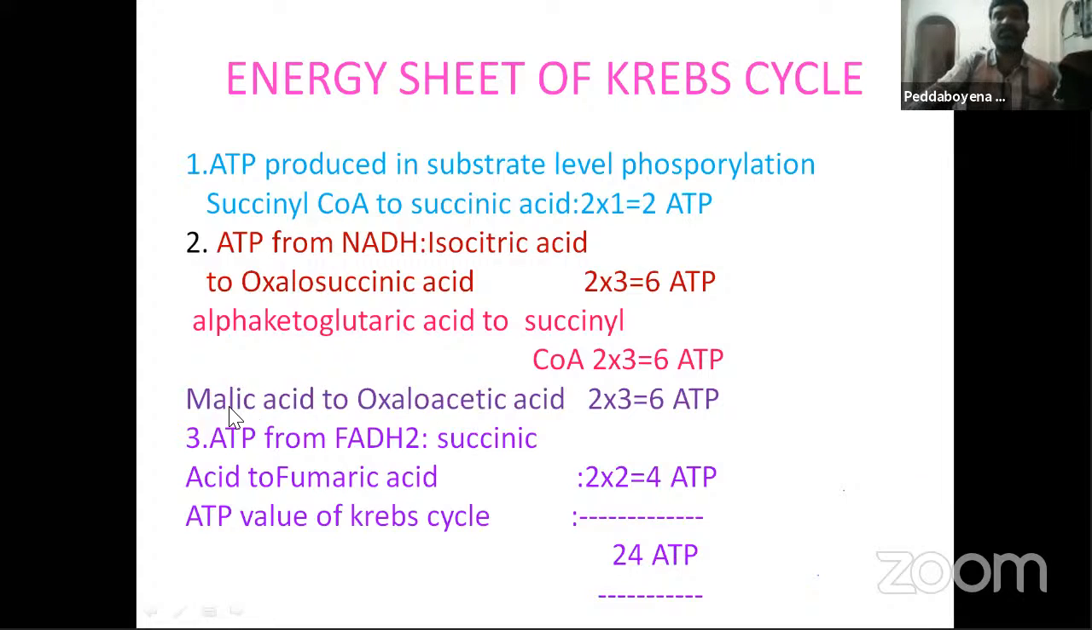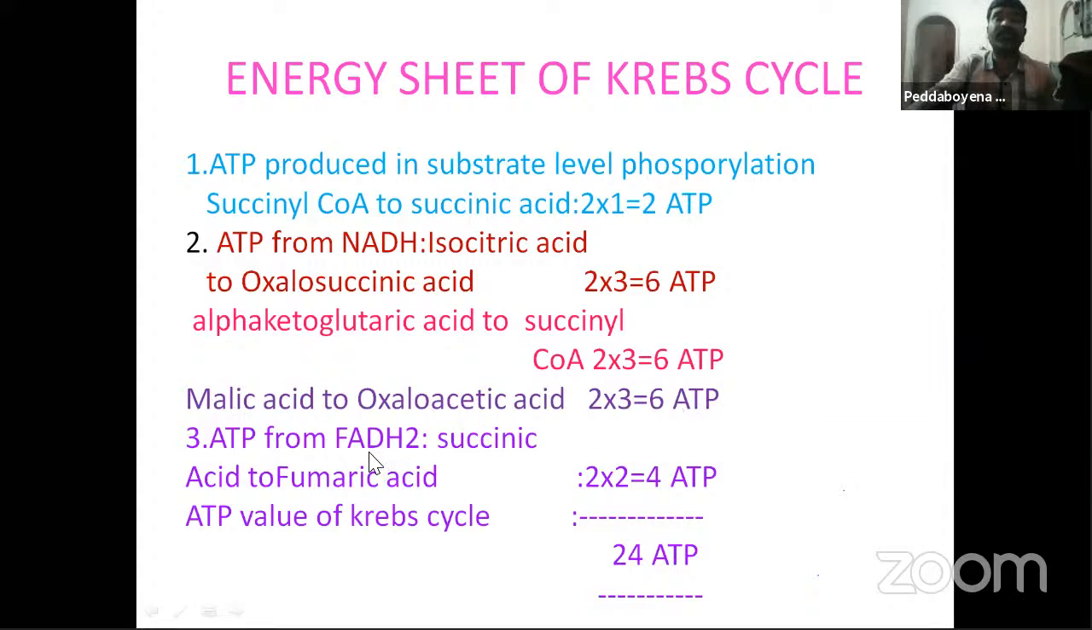And next one, malic acid to oxaloacetic acid. Already we now have to know, for the NADH oxidation process, how many places are there? Three places. Each place has two rotations, so each place gives three ATPs, two times. So 2 into 3, 2 into 3, 2 into 3. So here 6 ATPs, three places.